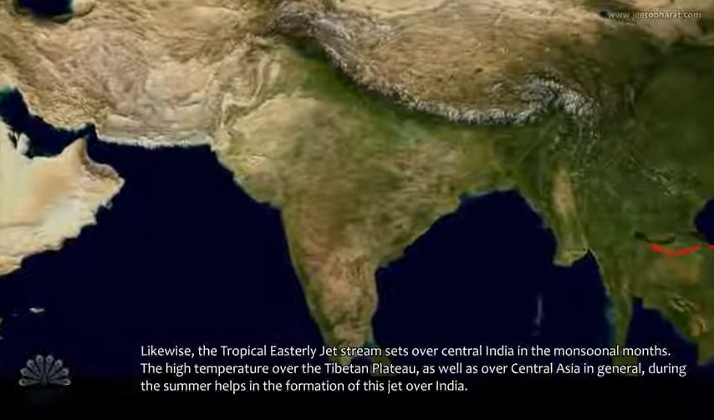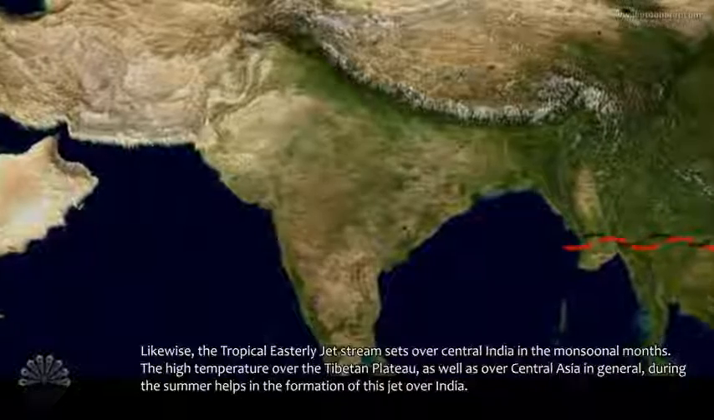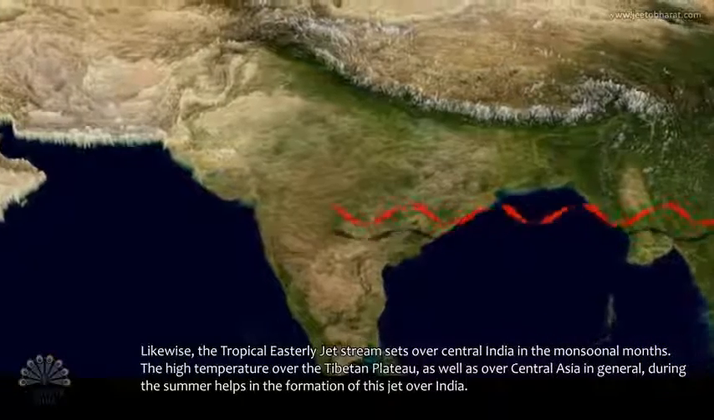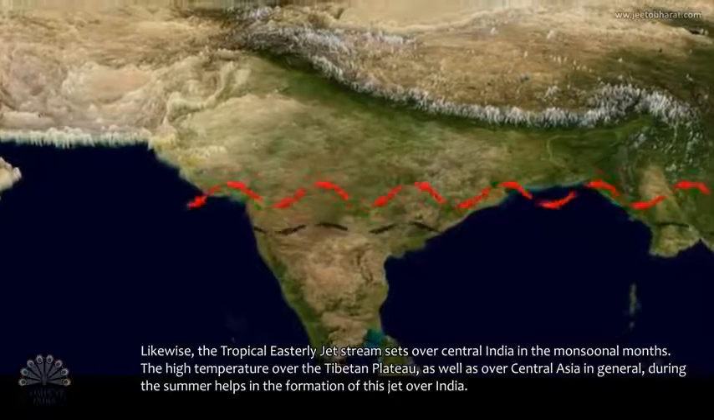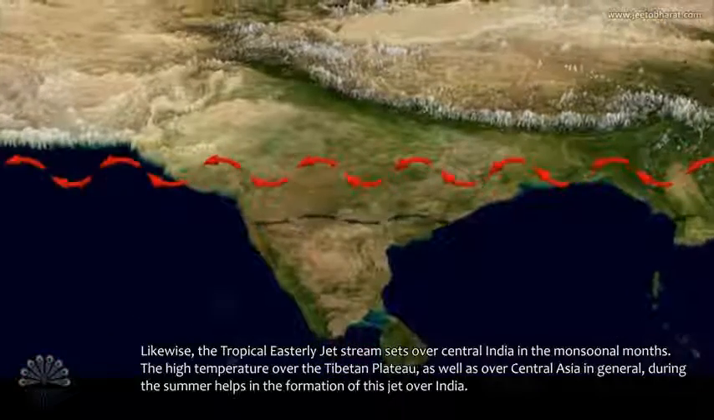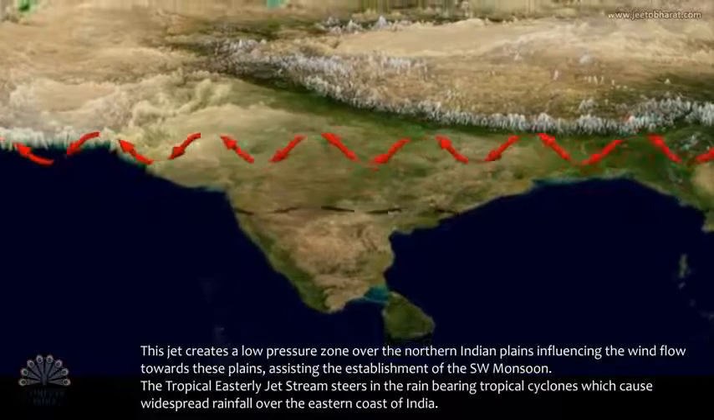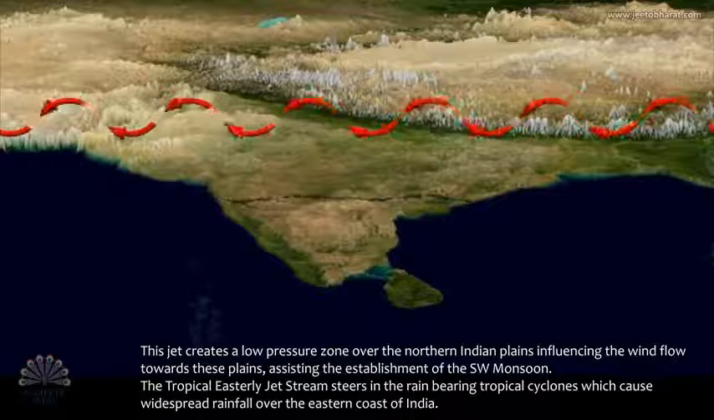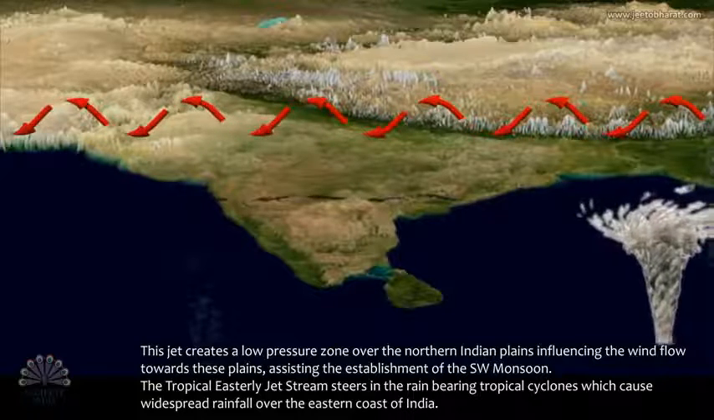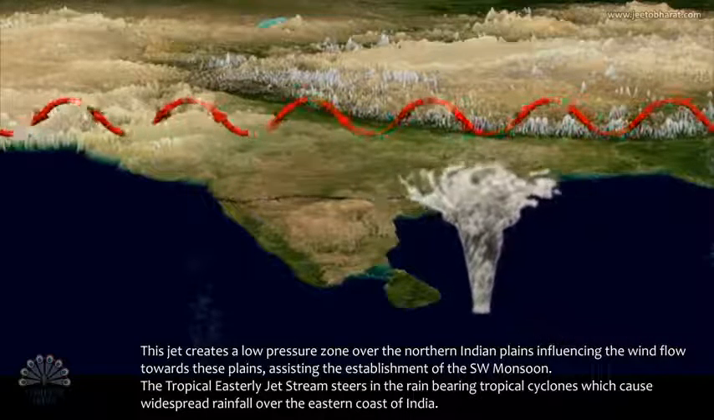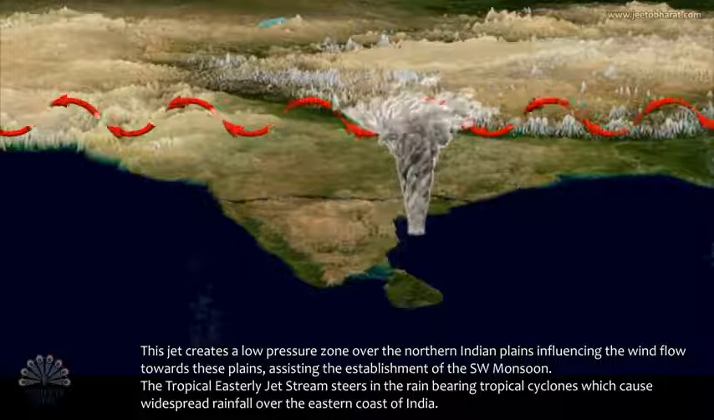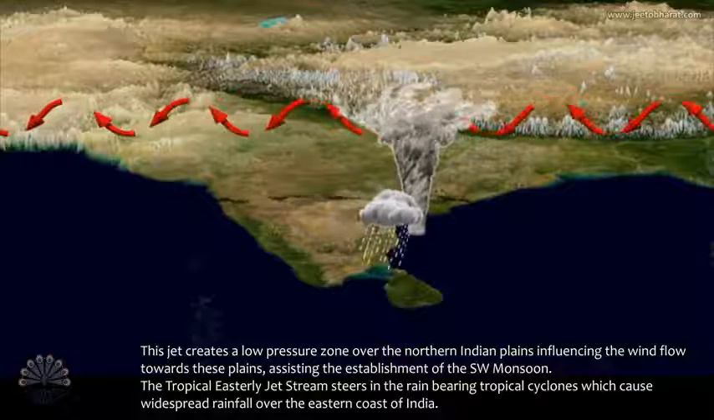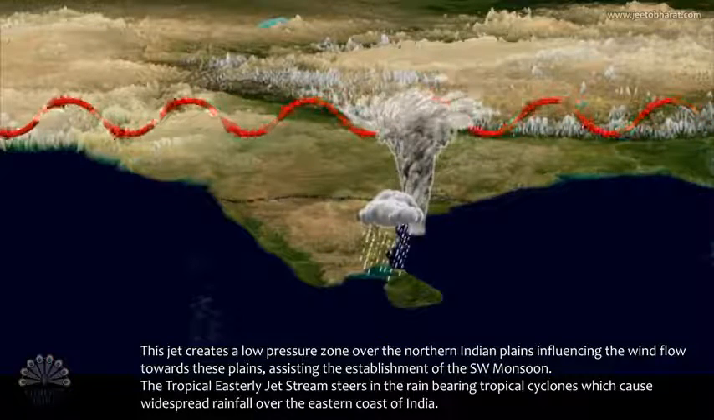The high temperature over the Tibetan Plateau, as well as over Central Asia in general, during the summer helps in the formation of this jet over India. This jet creates a low-pressure zone over the northern Indian plains, influencing the wind flow towards these plains, and thus assists in the establishment of the southwest monsoon. The tropical easterly jet stream steers in the rain-bearing tropical cyclones, which cause widespread rainfall over the eastern coast of India.